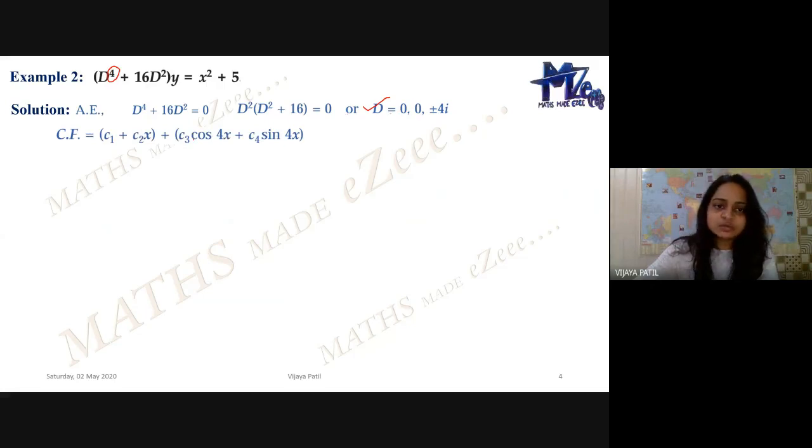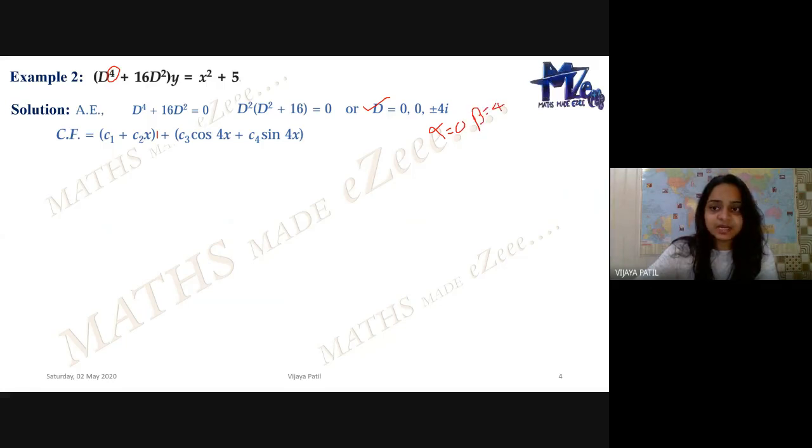Because of these zeros, we get C1 plus C2 x, and e to the power 0x will give me 1 over here. Plus, for this plus or minus 4i, it's e to the power 0x, because here alpha is 0, right? And beta is 4.